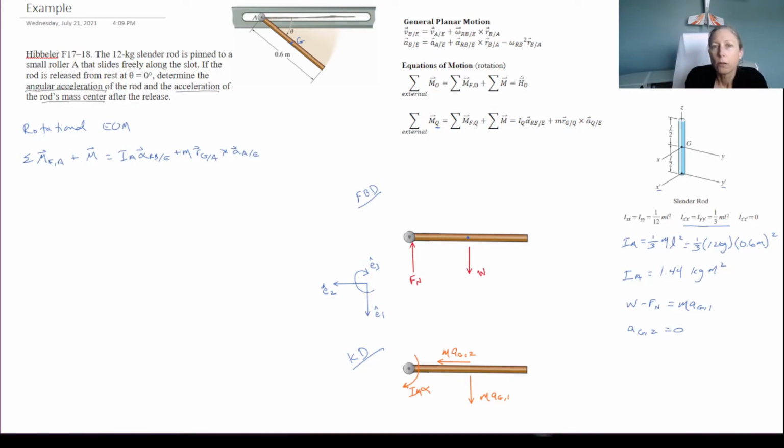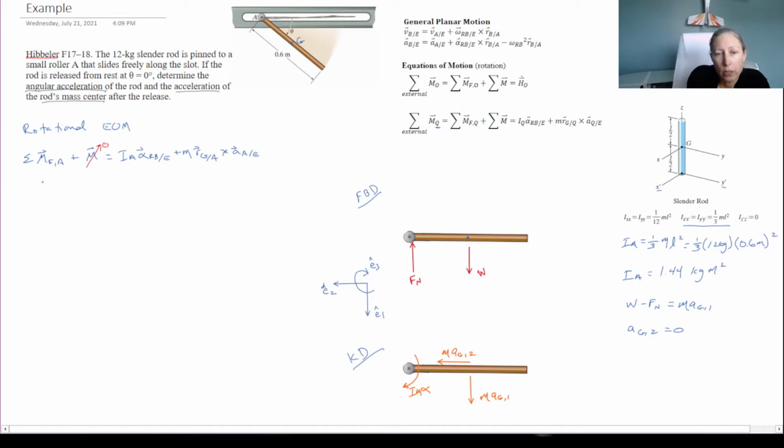All right, so now can we get rid of anything? We don't have any pure moments, so that's going to be 0. We definitely will have an angular acceleration. That's actually what we're looking for here. Mass is not 0, position vector is not 0. We don't know the acceleration of A as seen from E, so that's all we can get rid of.